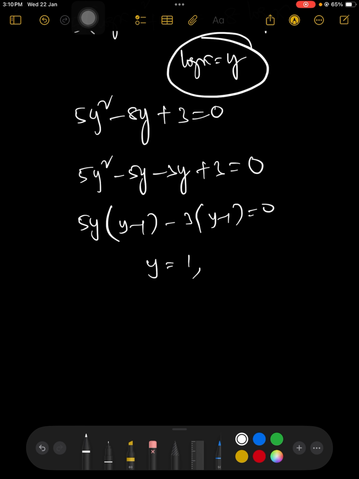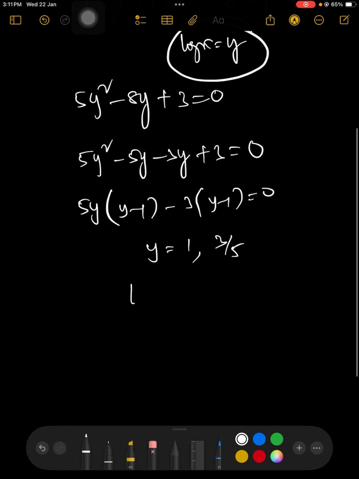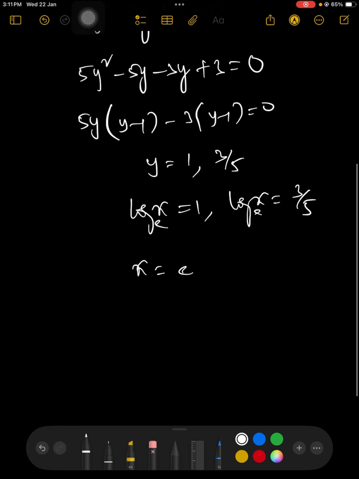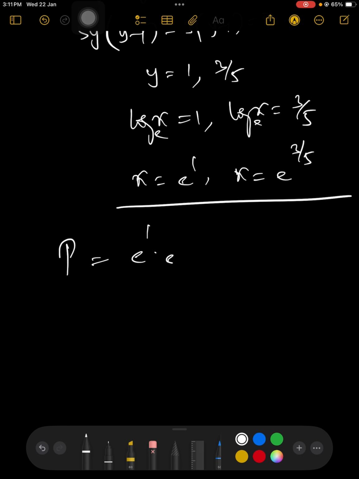So that the roots are y equal to 1 and 3 by 5. What is y? That is log x. Log x equals 1 and log x equals 3 by 5, with base e, right? So x equals e power 1 and x equals e power 3 by 5. Now these two are the roots. We want the product of the roots, that is e power 1 into e power 3 by 5. So that is e power 1 plus 3 by 5, which is nothing but e power 8 by 5.